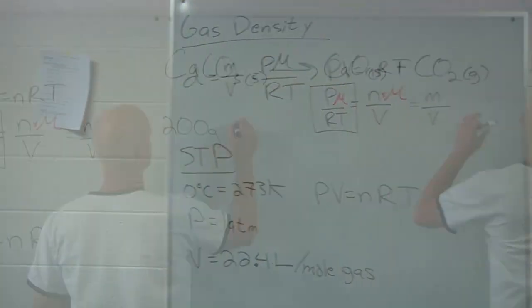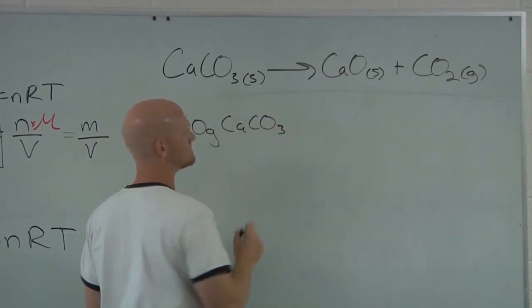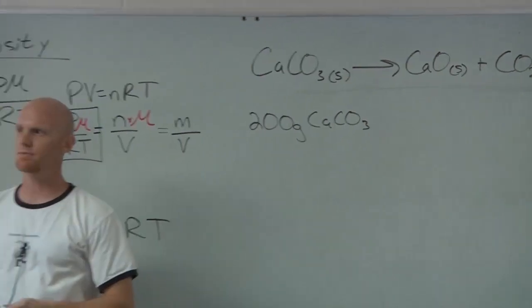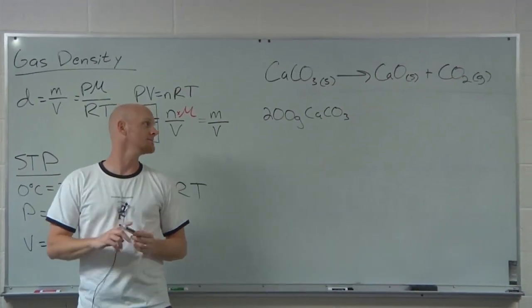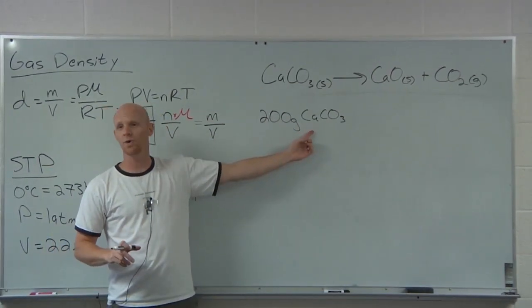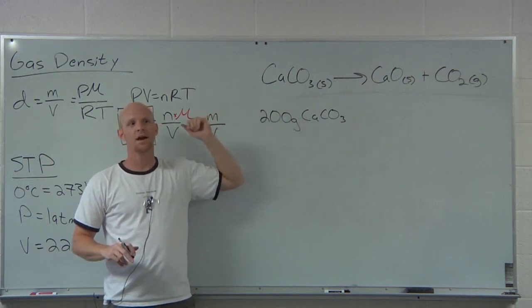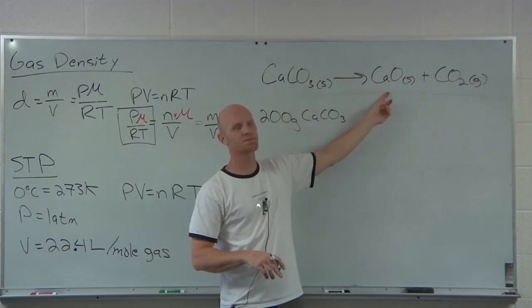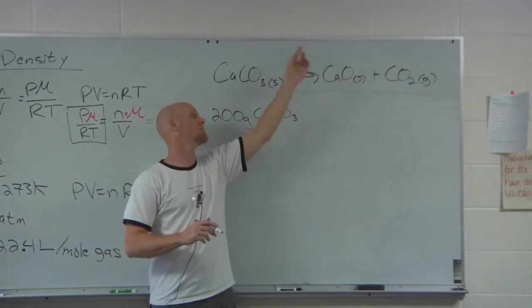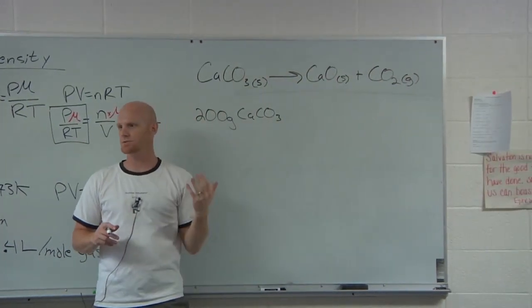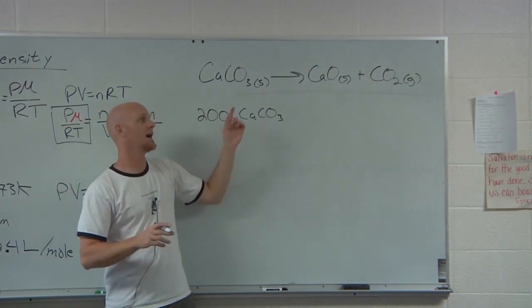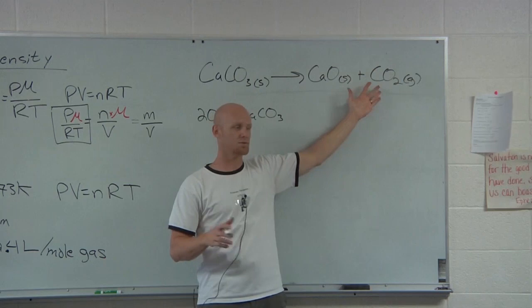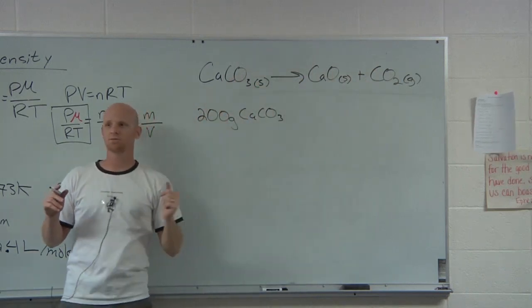So for example, let's say we're dealing with the decomposition of calcium carbonate. And I say that I start with 200 grams of calcium carbonate. And the questions I could ask you, well, how many moles of calcium oxide does that produce? Or how many grams of calcium oxide does that produce? Regular stoichiometry you've done. I could do the same thing over here. I could say how many grams or how many moles of carbon dioxide does that produce? Same thing you've done with stoichiometry.